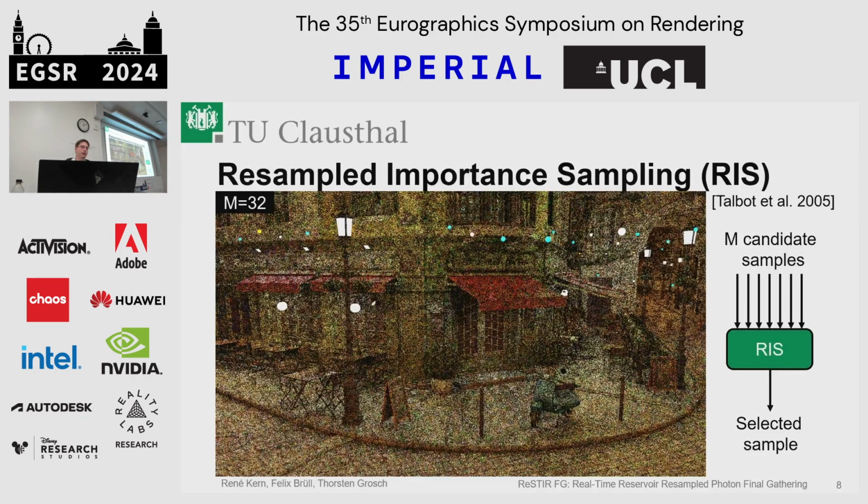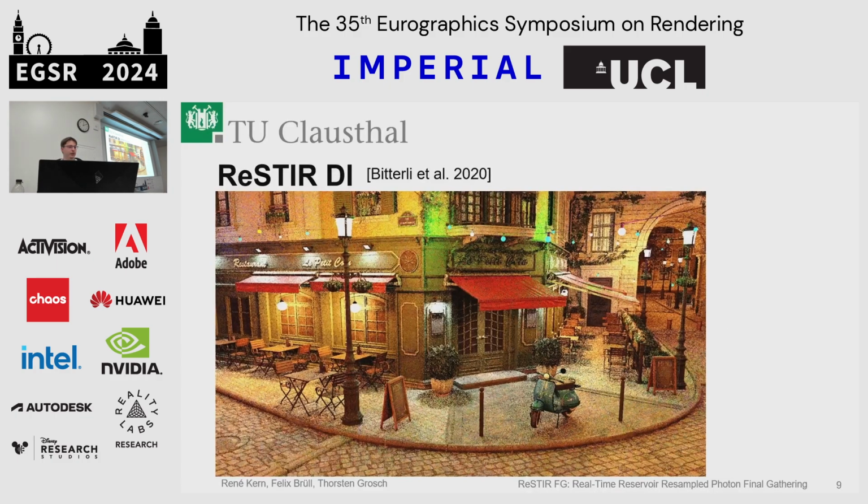And Bitterli and colleagues noticed that while you can resample candidates generated at one pixel, why not also use the information from past iterations or neighboring frames? As we already know, these are probably good samples. So this is what ReSTIR does. They also resample the RIS samples from past pixels and also from a neighboring pixel.